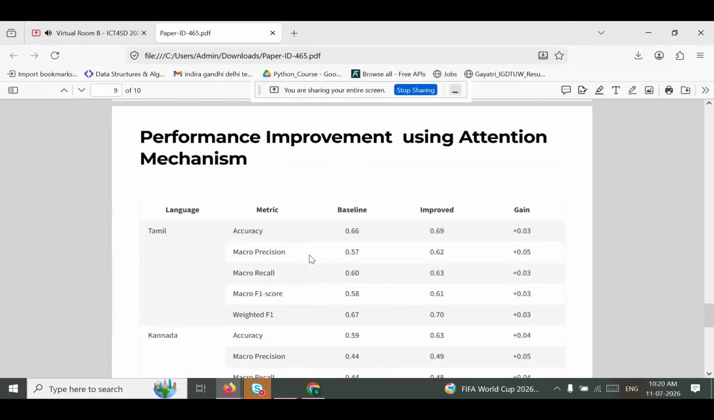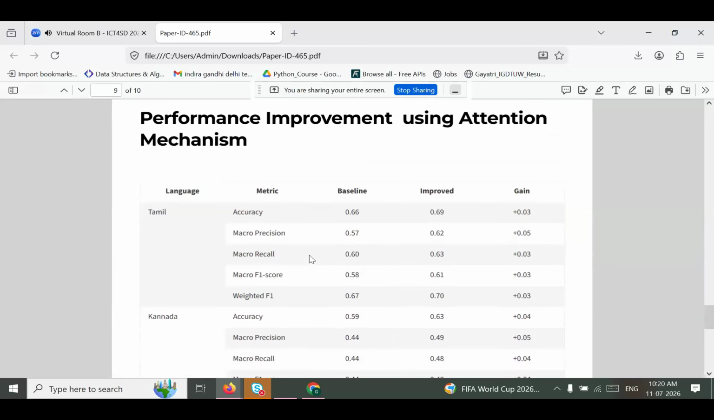Now talking about the results. To evaluate our model, we compared it with several baseline models, including logistic regression, decision tree, random forest, CNN plus GRU, and LSTM plus GRU. Among these, LSTM plus GRU achieved the best baseline performance. After adding the attention mechanism, the performance improved further.